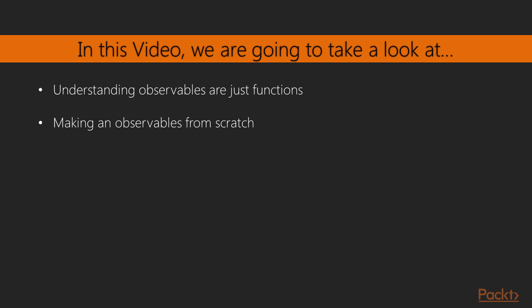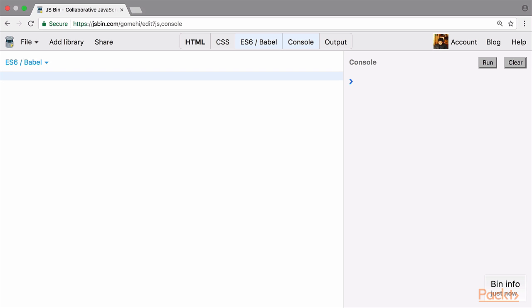In this video, we are going to look at how observables are just functions, and we will be making our own observables from scratch. So let's start. As I mentioned before, observables act just like a function. We can have a quick look at how they resemble a function. And then when we start making our own observables, it'll be clear that observables are just functions and observers are just simple objects.